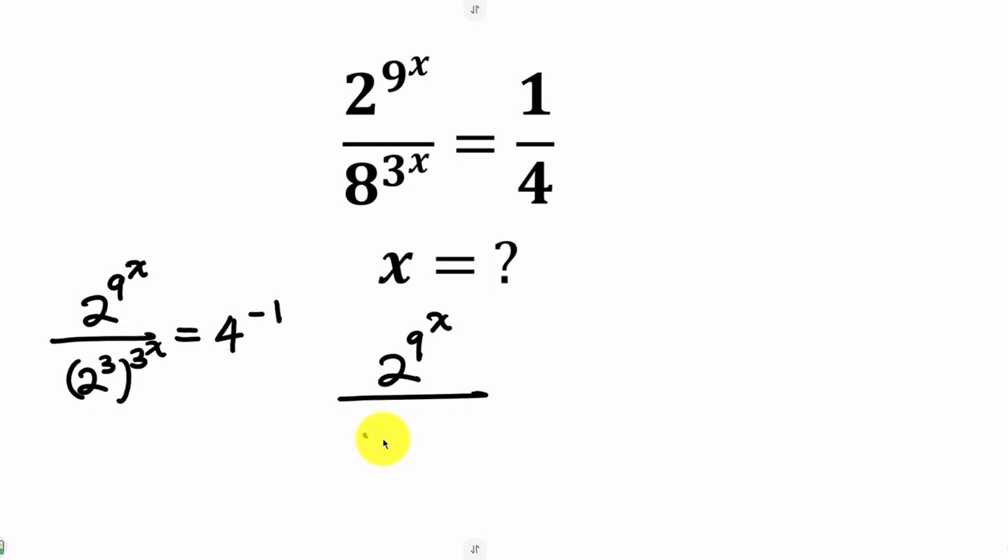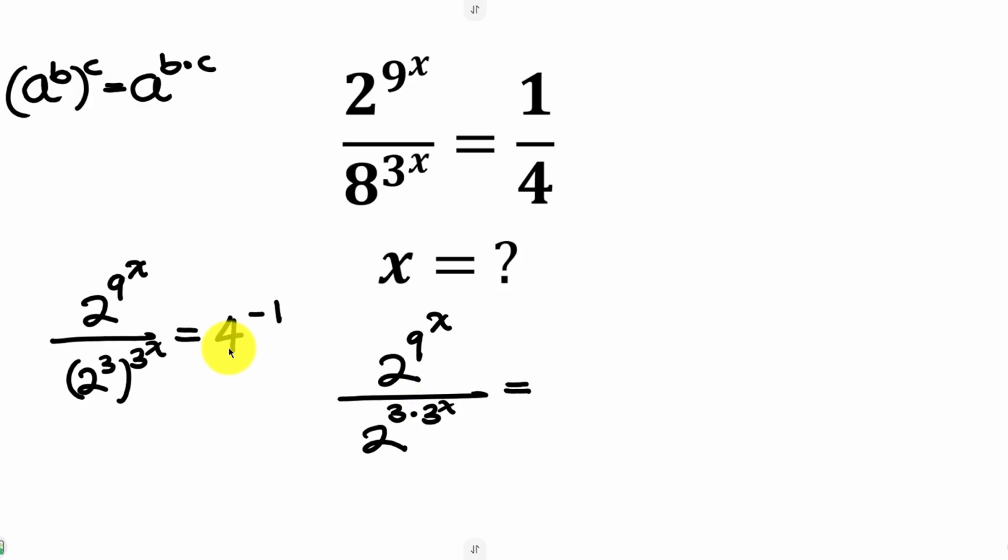Now this is 2 to the... from indices, I can multiply this power and this power outside. Which means when I have a to the power of b raised to the power of c, I can write the base, which is a, then multiply the powers, b times c. So I have written down the base, which is 2, then multiply the powers, 3 times 3 to the x. Very good. And this is equal to, now writing 4 in the base of 2, 4 is the same as 2 squared. And this is raised to the power of negative 1.